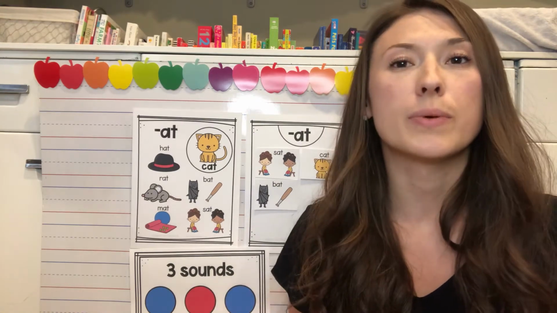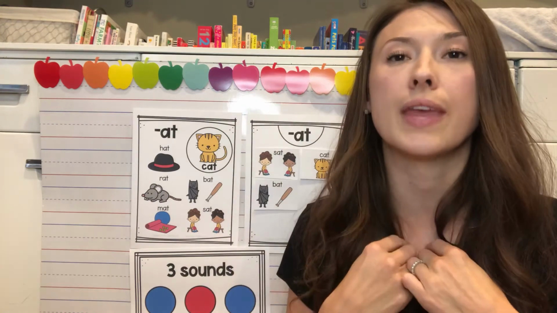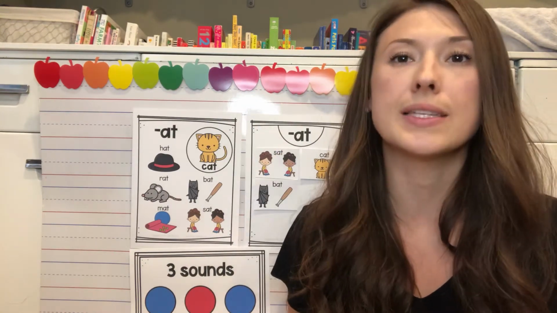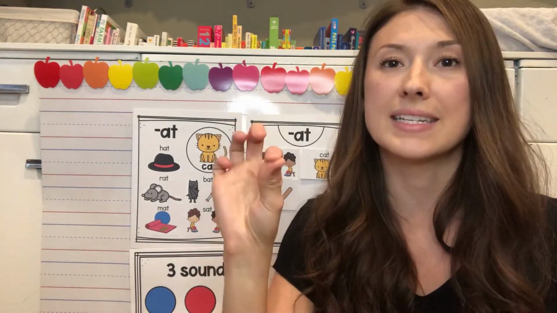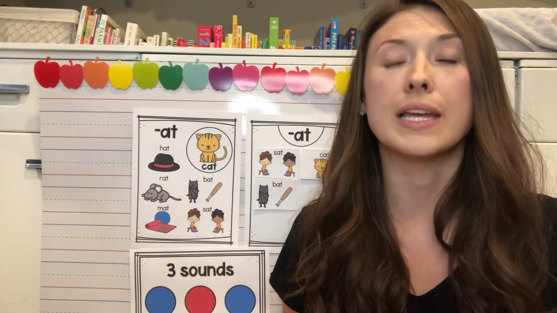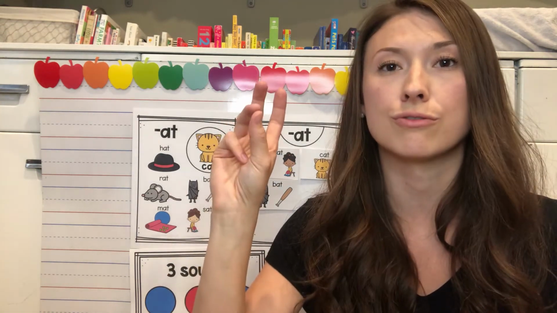So the second thing is we're going to isolate. So I'm going to say cat and hold up my three fingers, and they are going to repeat and say the sounds. So we are isolating sounds in cat. Cat, k, at. The next thing we're working on is isolating the first sound, and the word we're doing is rat. Your turn, rat. The first sound is r.